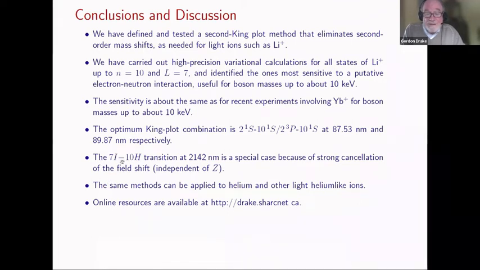And I'm still looking at the implications of this accidental cancellation for the 7i to 10h transition, because of strong cancellation of the field shift. From the asymptotic expansion, you can see that this is approximately independent of Z. So this cancellation would apply for all of the light ions. The same method can be applied to helium and other light helium-like ions, and in addition to the heavy ones. And some online resources are available at my webpage.